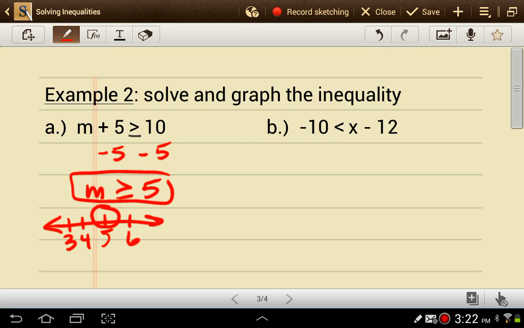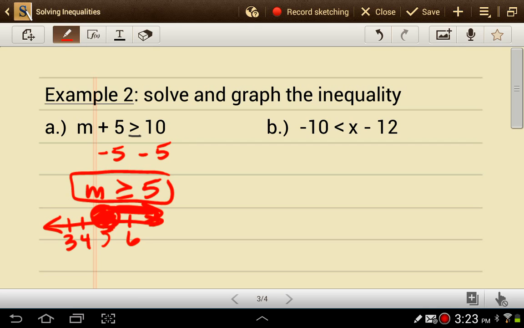I'm going to fill it in because I have the equal to part. And then I want to fill in the numbers greater than 5 because m has to be greater than 5 also. 6 is greater than 5. That's what makes my problem true. So always when you're graphing, you always want to fill in and shade in the sides that make your inequality true.